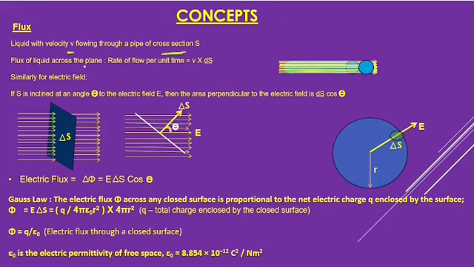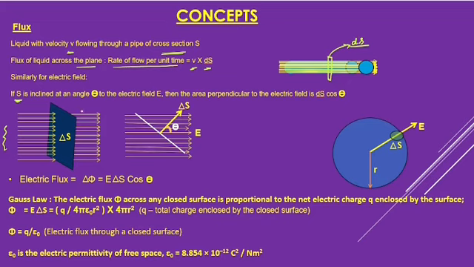So the flux of liquid across the plane is equal to the rate of flow per unit time, which is V into dS, where dS is the cross section. Imagine this is the pipe and this is dS. Similarly for an electric field, when looking at this particular figure, if this cross section is normal to the electric field, fine. But what happens if it is inclined?